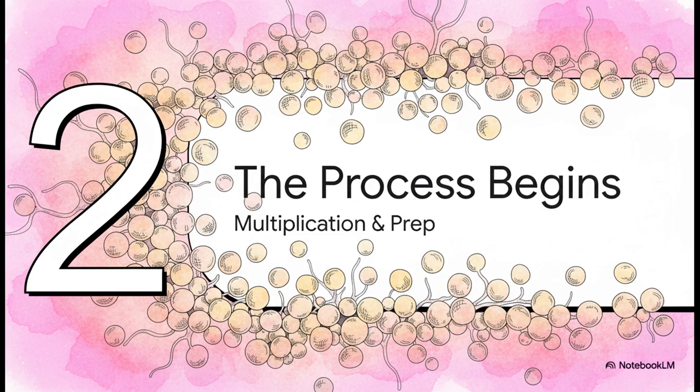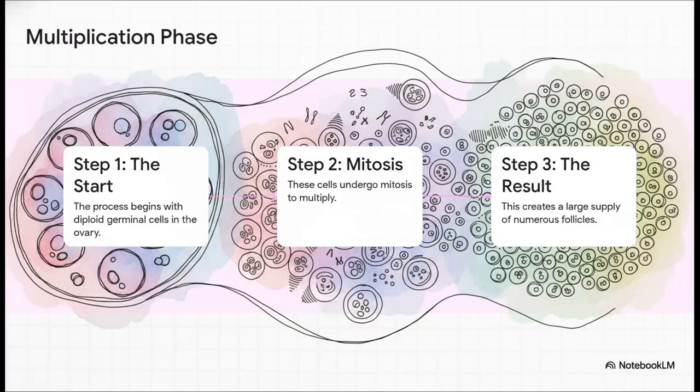So let's get into the first phase. It's all about preparation and multiplication. You gotta build up a big pool of potential candidates before the main event can start. This is what we call the multiplication phase. It all kicks off with these diploid germinal cells. Through a process called mitosis, which is basically like a biological copy machine, these cells just divide and multiply over and over again. The result? A massive supply of follicles, each one housing a potential egg cell. It's like creating a huge reserve for the future.